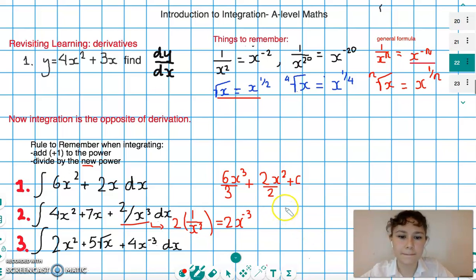So we have here 4x to the power of 2 plus 1, which is 3, divide by the new power, which is 3, plus 7x, 1 plus 1, which is 2, divide by 2.